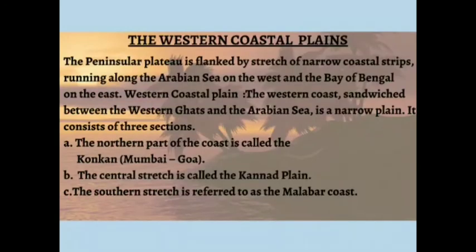So the peninsular plateau is flanked by a stretch of narrow coastal strips. These are narrow coastal strips running along the Arabian Sea on the west side and the Bay of Bengal on the east side. Western coastal plain is the western coast sandwiched between the Western Ghats and the Arabian Sea. So whatever area is the narrow strip between the Arabian Sea and the Western Ghat is called the Western coastal plain.